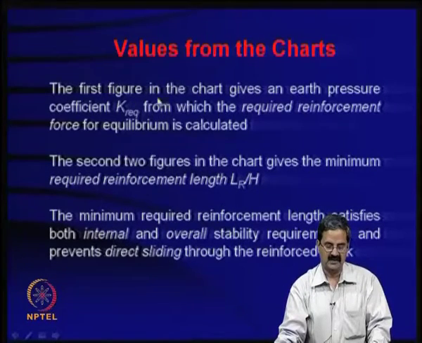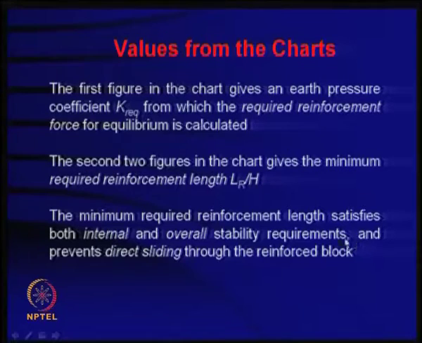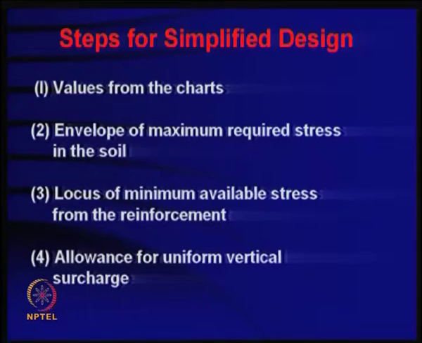The first figure in the chart that I just presented gives the earth pressure coefficient K required, which is the required reinforcement force for equilibrium. The second two figures in the chart give a minimum required length LR by H. The minimum required reinforcement satisfies both internal and external stability requirements and prevents direct sliding through the reinforcement block. What we do is assume a number of failure surfaces and finally come out with this number, and it is already done internally in this particular method. How to use these charts is something I would like to illustrate in the form of a simple example.